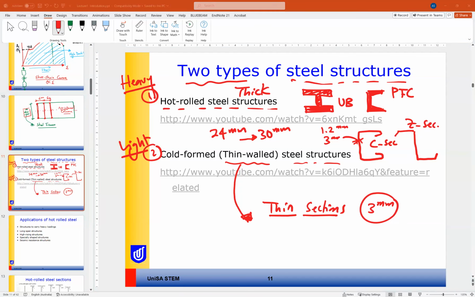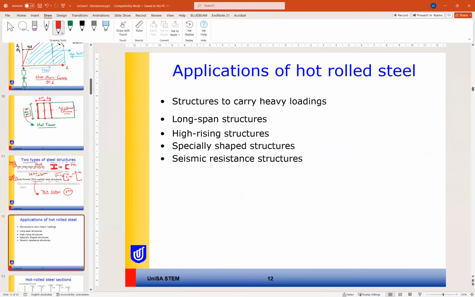Oh, good. Okay. So let's jump to the next slide. What is the application for the hot rolled steel?